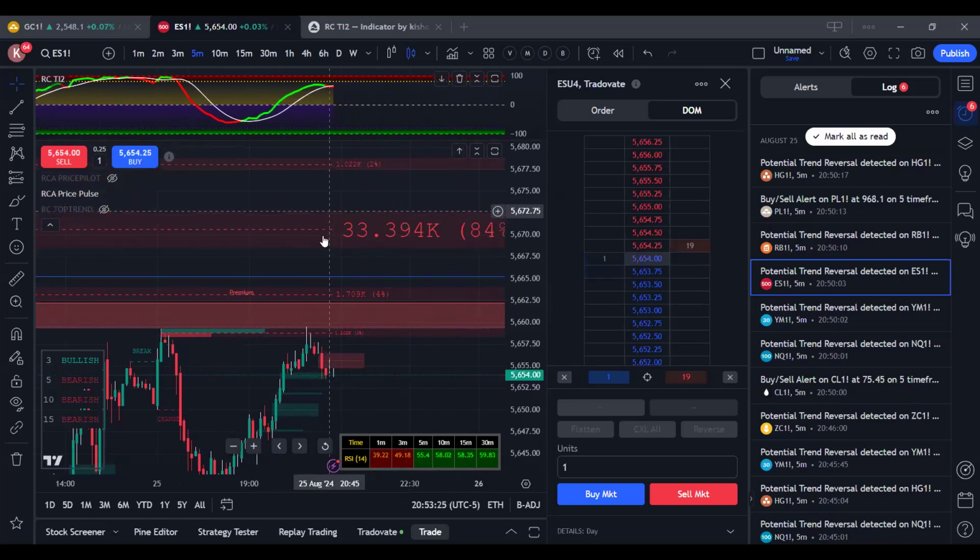Well, if ES goes to this area, that is the best time to short it. 56.70. There's a huge sell order block. You will make nice profits.